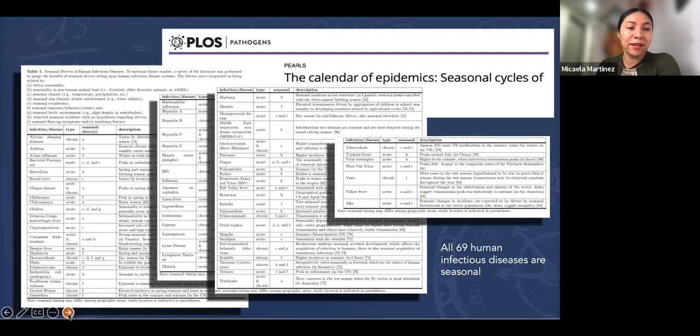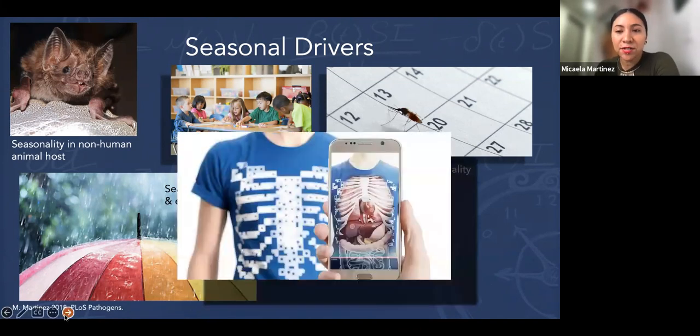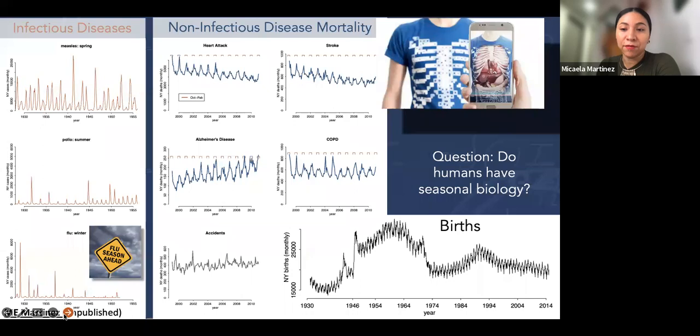And so what this led me to realize was that there were many different aspects external to the human body that had been considered in terms of the drivers for disease seasonality, but there hadn't been much investigation of things that are internal to the human body. So for instance, children contacting each other in school is the primary driver for measles and chickenpox. We have vector-borne diseases such as dengue and Zika, where it's the seasonality of the mosquito that's actually driving the seasonality. And then we have lots of infections like RSV and influenza, where it's the seasonal climate. But what I wanted to know is whether or not there were any changes internal to the human body and potentially any biological rhythms that could drive the seasonality for infectious diseases.